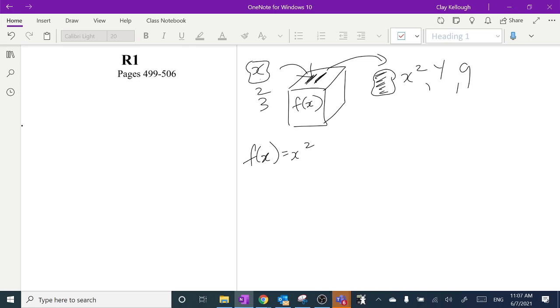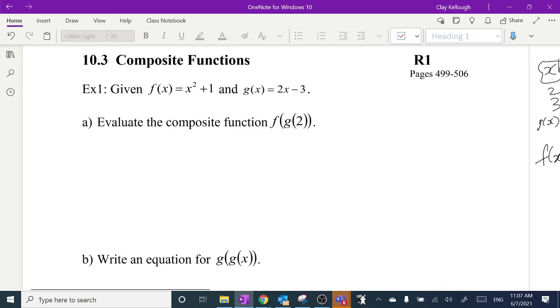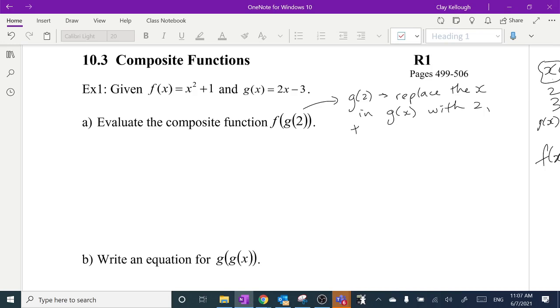So, what if we started putting functions together in a way that you never did in grade 10? Like, what if I put a different function in as the input? That is what we call composite functions. So we would like to evaluate f of g of 2. And what this means is, if I put it in words, well, first g of 2. What does g of 2 mean? G of 2 means replace the x in g of x with the value 2, then evaluate.